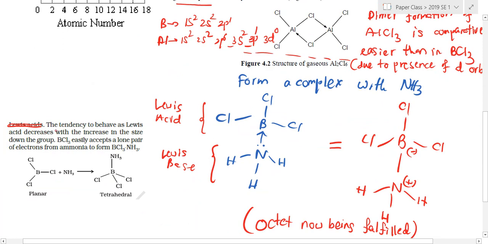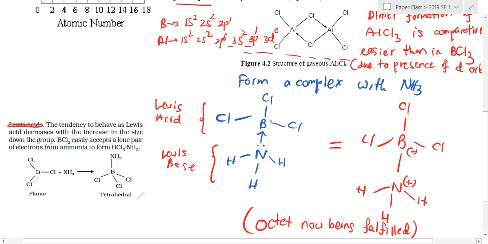here I have quoted some from the mother resource book, the resource book which is used to prepare your resource book, right? The tendency to behave as a Lewis acid decreases with the increase in size down the group. It means that BCl3 and AlCl3 can act as Lewis acids because they can accept lone pairs. Lewis bases are those who donate lone pairs, like ammonia. Ammonia is the best Lewis base in our syllabus.